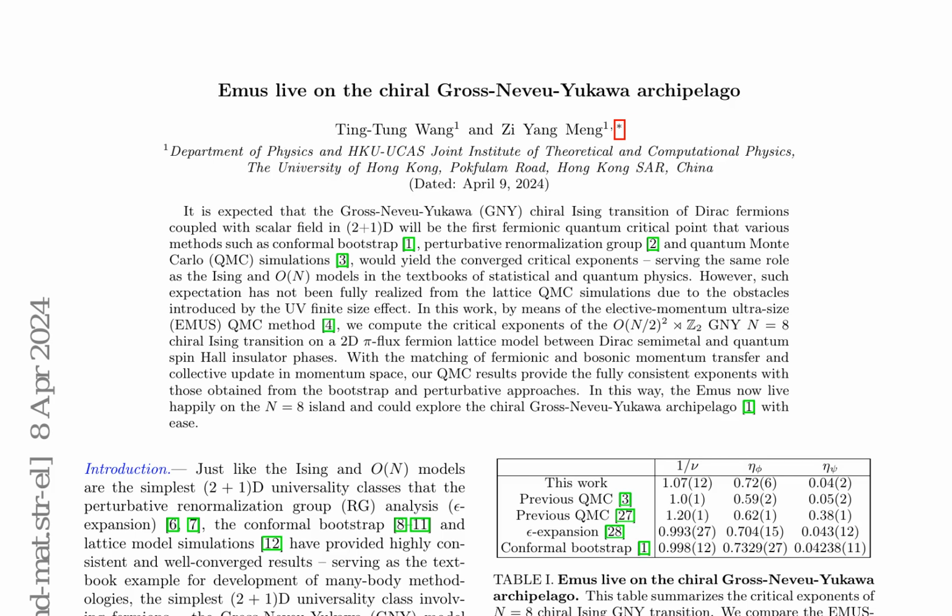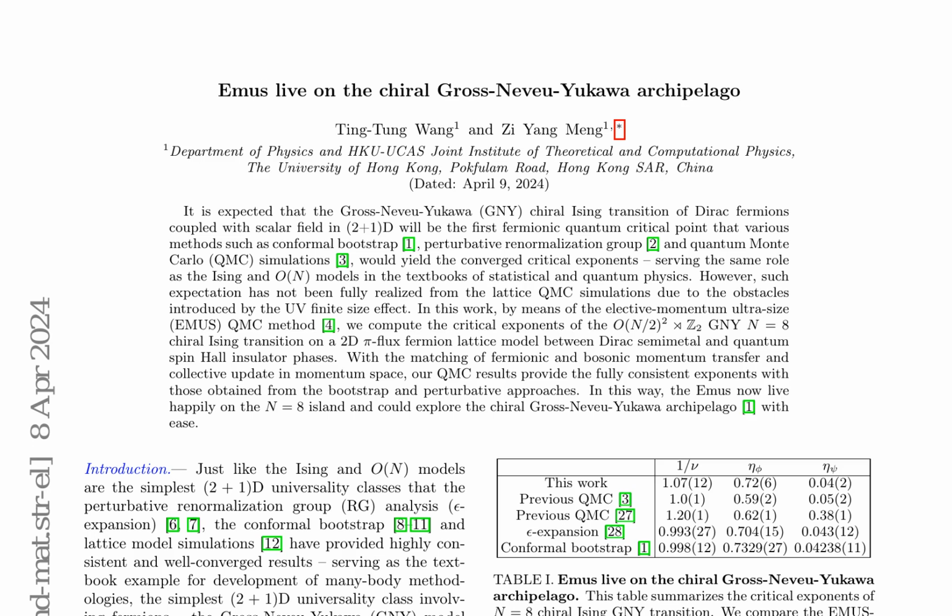The Gross-Neveu-Yukawa (GNY) chiral Ising transition is a critical phenomenon that has been extensively studied using various methods, including conformal bootstrap, perturbative renormalization group, and quantum Monte Carlo (QMC) simulations. However, the finite size effect has hindered the convergence of critical exponents.